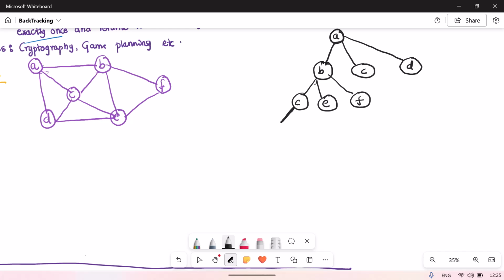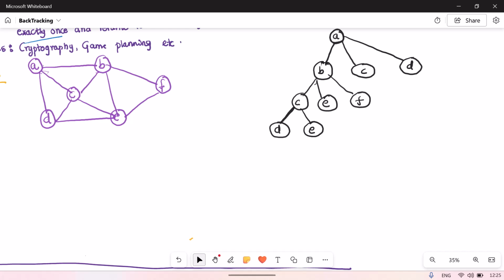From C, you have to check for the direct paths. From C, I can go to A, B, D, or E. But you can't go back to A and B because there is a condition saying you have to visit a vertex exactly once. You have already visited A, because from A you went to B, then came to C. So the possibility is either to go to D or to E.